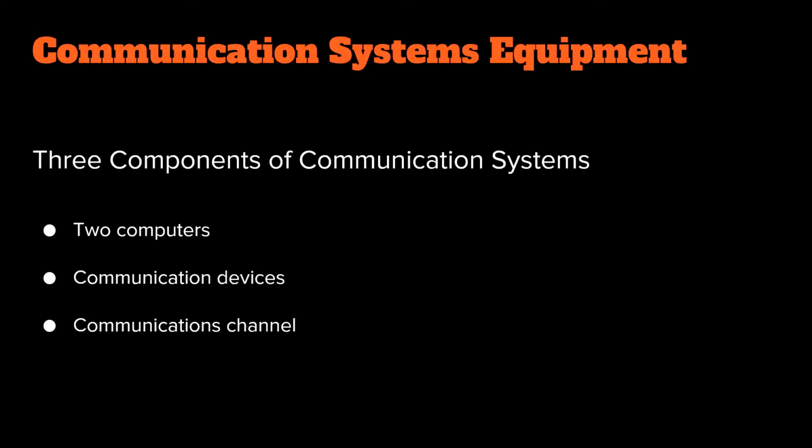Three components of a basic communication system are two computers, where one is to send and one is to receive, communication devices that send and receive data, and a communications channel over which data is sent.